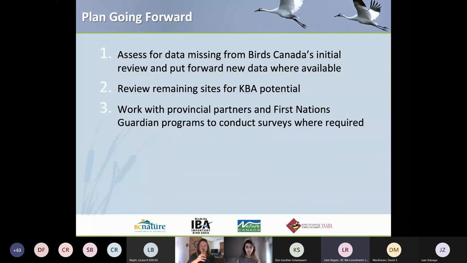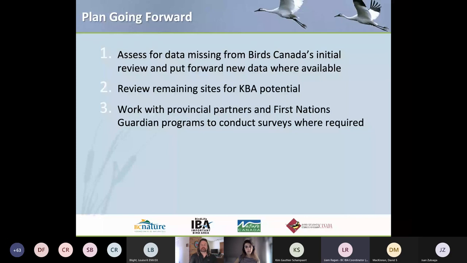Once we're at that stage, the plan is to review those for KBA potential with the IBA steering committee in BC, which is made up of expert representatives from BC Nature, Birds Canada, BC Field Ornithologists, and just various ornithological experts in British Columbia. So those we'll be able to parse out. We know we've determined some previous IBAs have, for various reasons, either degradation or changing thresholds with bird population changes, that we don't believe will qualify. That's in the minority right now.